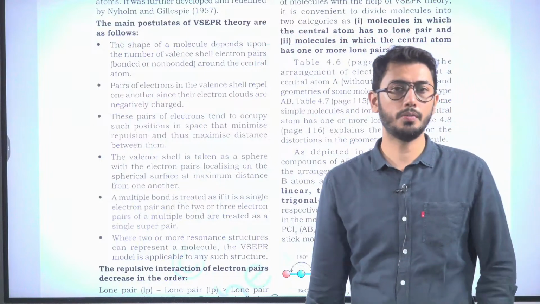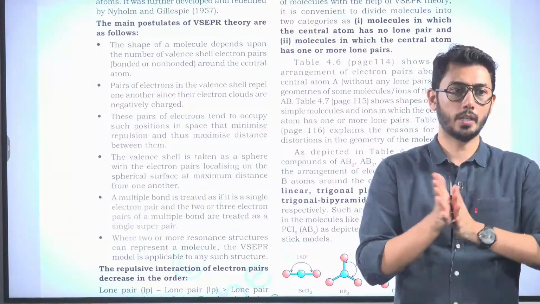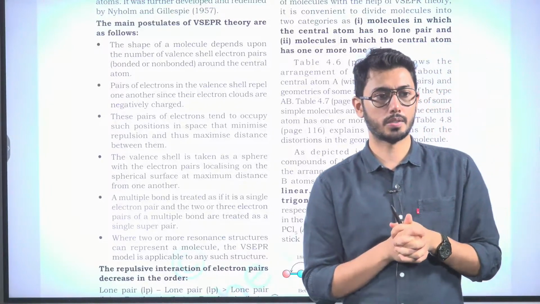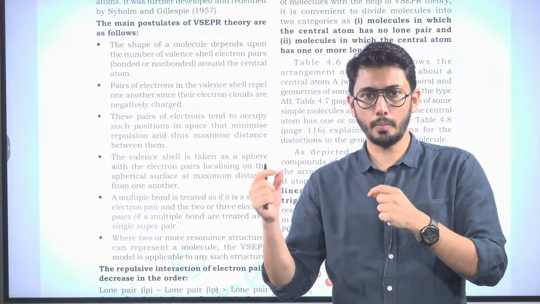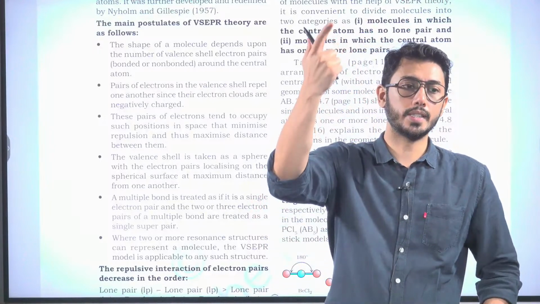What is the meaning of non-bonded? Very good, Divya. They are lone pairs. Bonded means which are in bond formation already. Non-bonded electron pairs means which are lone pair electrons on the central atom.